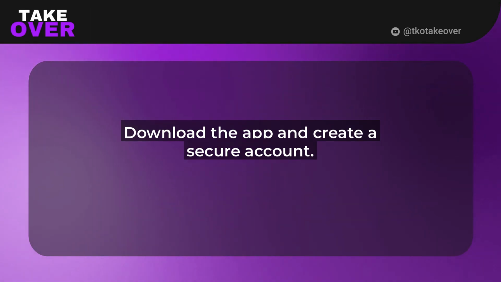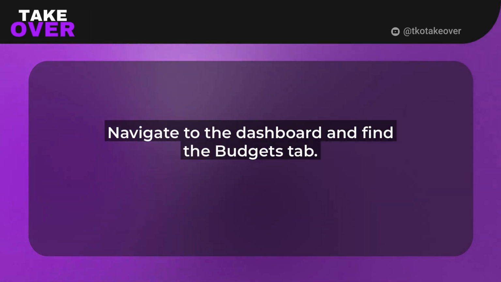First off, let's get started by downloading the Monarch Money app from your phone's app store. Once it's installed, create an account using your email and a secure password. Don't worry, it's quick and easy, and they'll send a verification link to get you logged in.